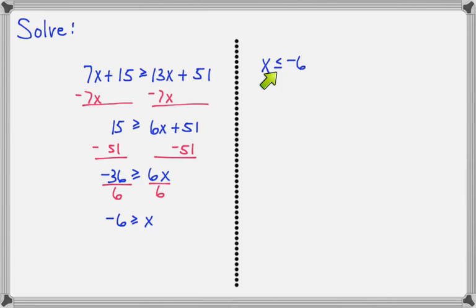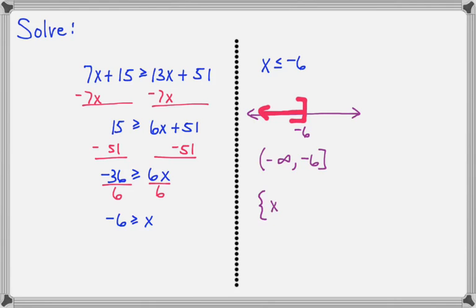Now this one's easier to graph. So I will put negative 6 on the number line, and we will shade to the left, and we will use a bracket because of the or equal to bar, and then our interval notation will be from negative infinity to negative 6, bracket, and our set builder notation is all the x's such that x is less than or equal to negative 6. It's just the same inequality that we found here as our answer.